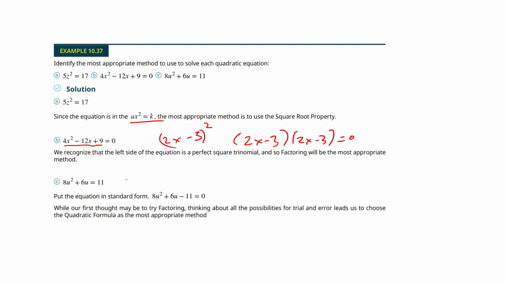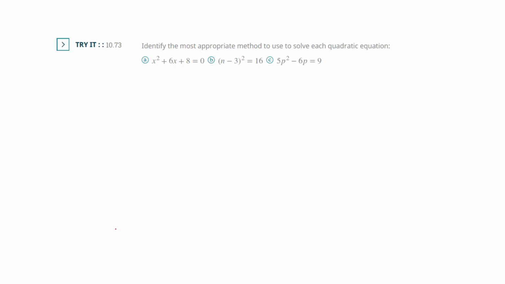Now this last one here, we've set it up so we've got it equal to 0. But if you look at this, I don't see any patterns here. The quadratic formula is the way to go. Okay, so I'm going to start with B here. Do you see this is already set up to just square root both sides? So that's what I would do.